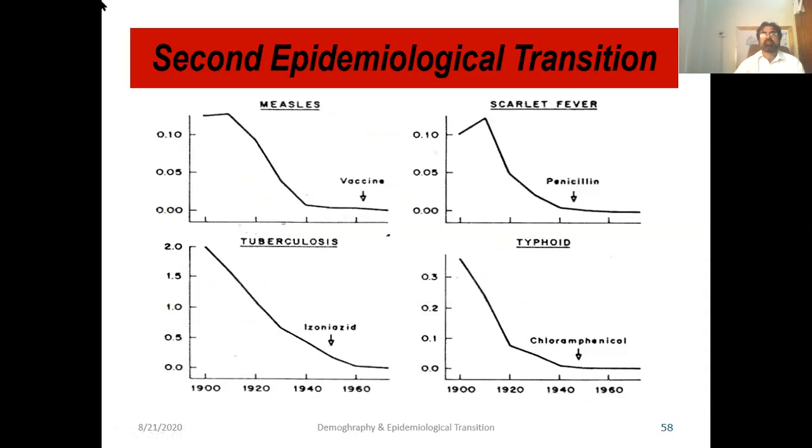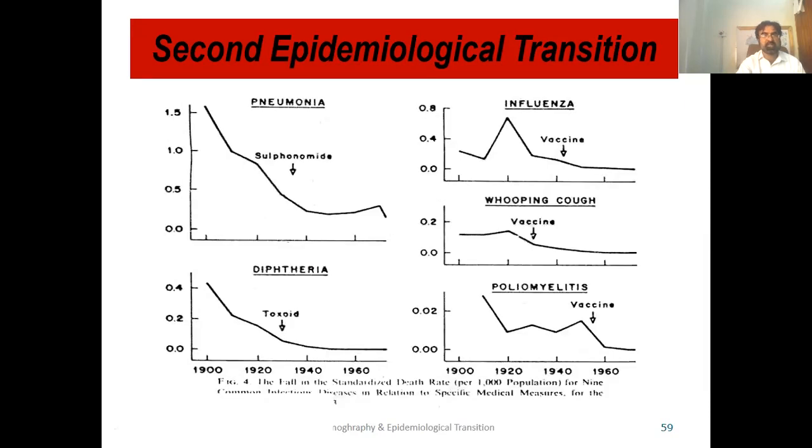So these are the different graphs for measles. How does it decrease the death rates? For scarlet fever, because of penicillin, and this is because of vaccine. Typhoid fever, for the introduction of chloramphenicol, and TB for the introduction of isoniazid, which is an anti-tubercular drug. So there is a sudden decrease in the death rates in all these diseases.